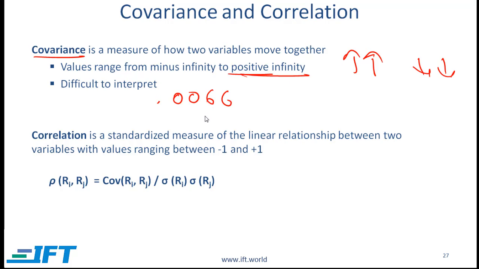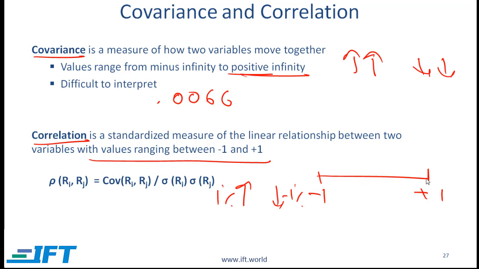To address that problem, we use another measure called correlation, which is a standardized measure of the linear relationship between two variables, and the values of correlation will vary between -1 and +1. A correlation of +1 means that there is perfect positive correlation.